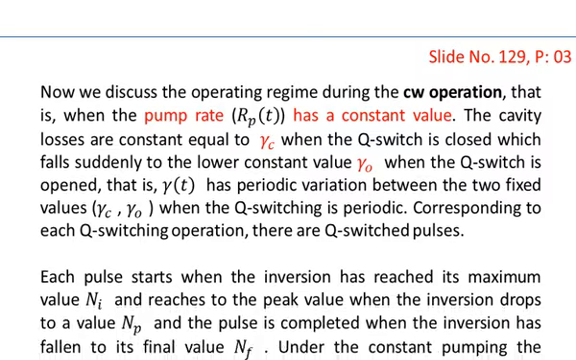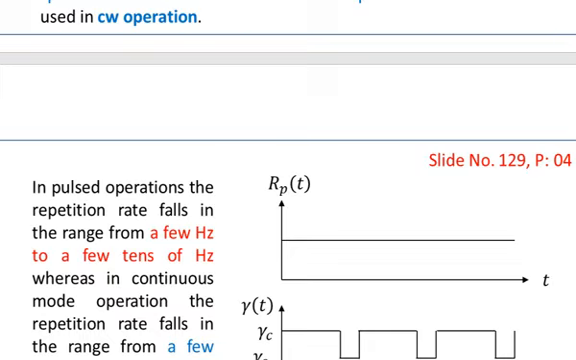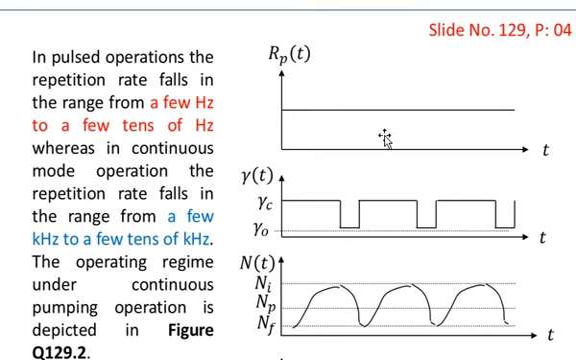Now we go to the next step, where we are going to explain the continuous wave pumping mechanism and what happens under that condition. Now we discuss the operating regime during the CW operation, that is, a continuous wave operation, that is, when the pump rate Rp as a function of time has a constant value. So let me show you that in the next figure. Here you can see that Rp as a function of time is constant with time.